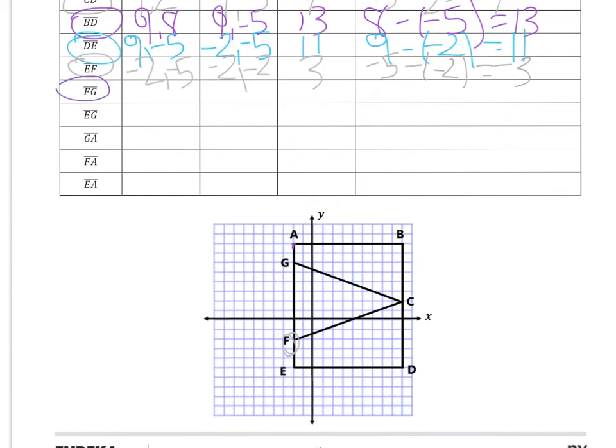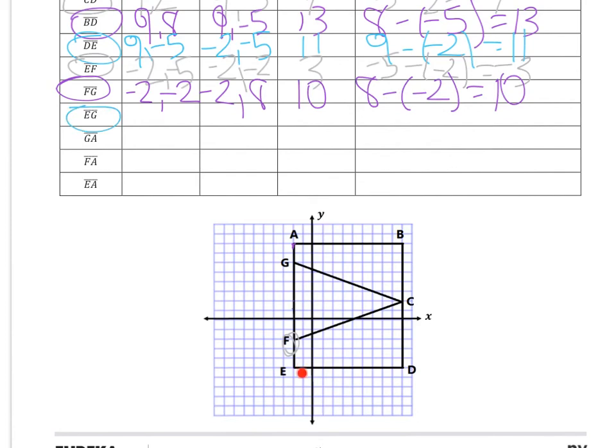Next, FG. So we've got F already at negative 2, negative 2. G's up here at negative 2, 8, giving us a distance of 10. Let's prove it. 8 minus negative 2 equals 10. Kaboom! All right, rapid fire this time.